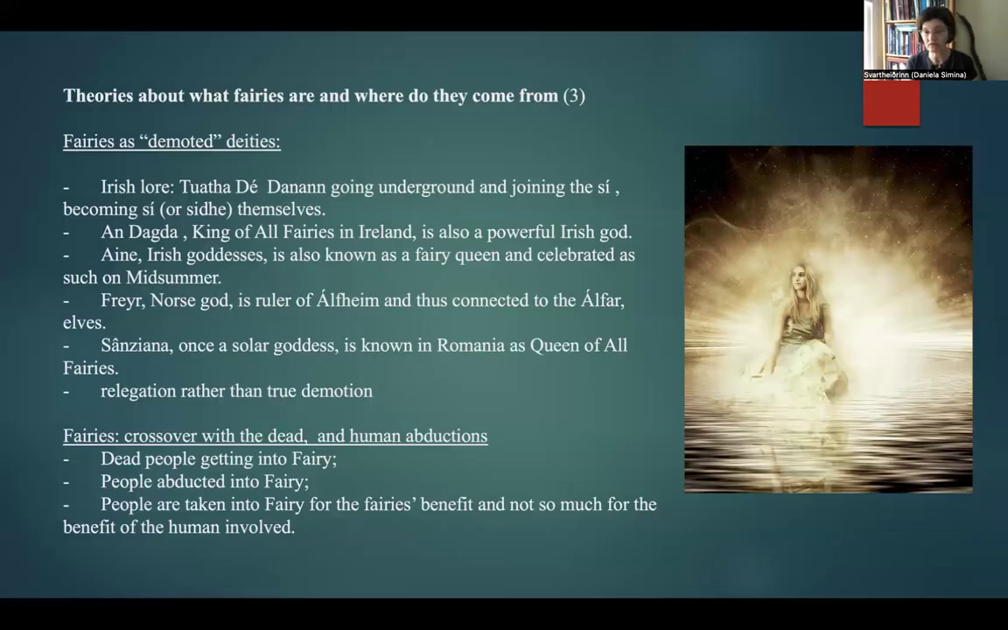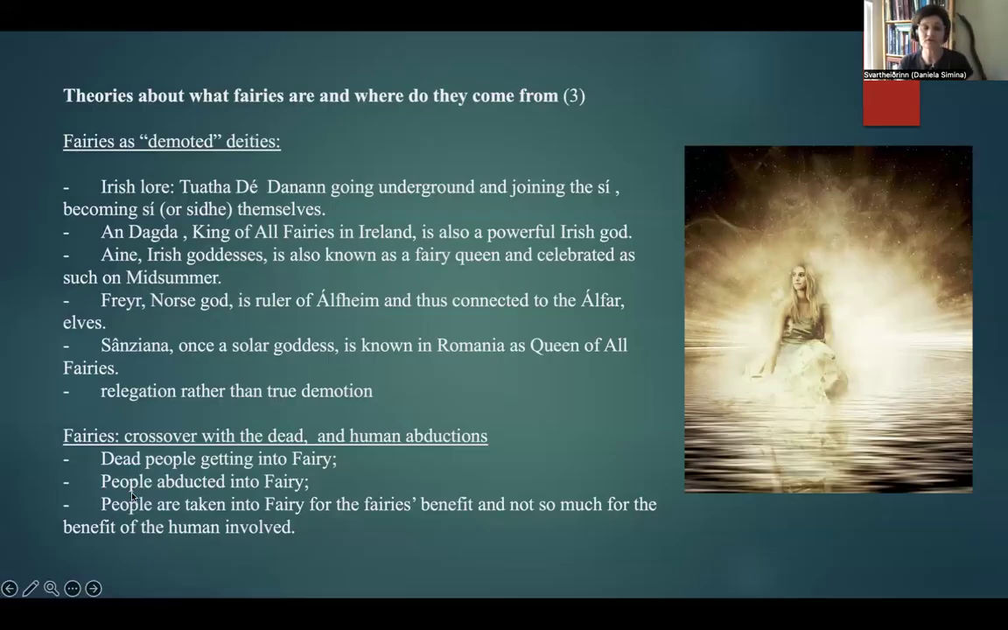Some were telling that yes, they did die indeed, but after death they joined the fairies, so their soul, that part of themselves, the essence, materialized, manifested into fairy.